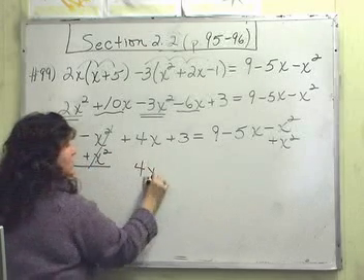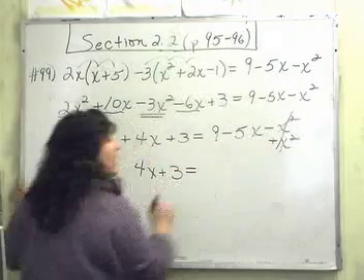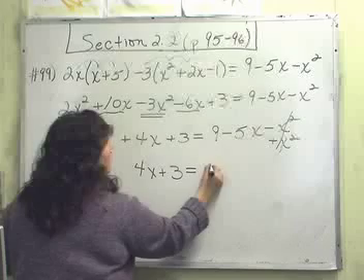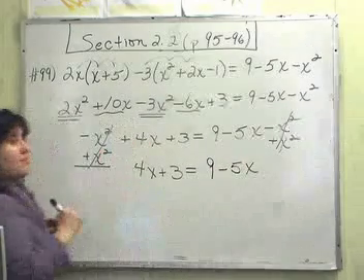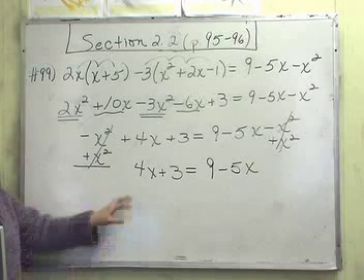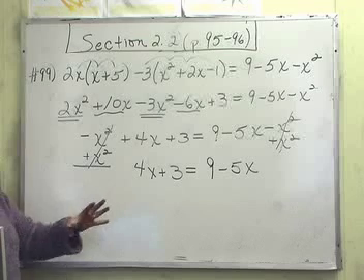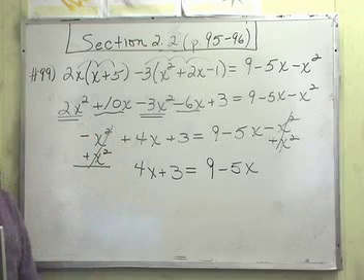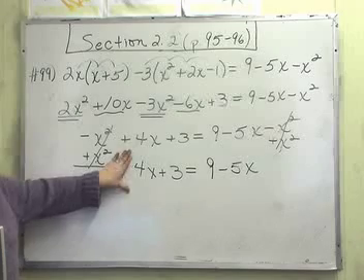I'm left with 4x plus 3. On the right-hand side, it cancels to give me 0. I'm left with 9 minus 5x. Okay. So what happens here? Even though we were at first taken aback with the x squared, look what happened nicely. Let's continue solving. This now is something familiar.